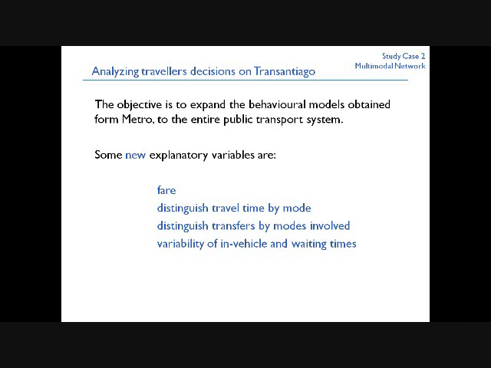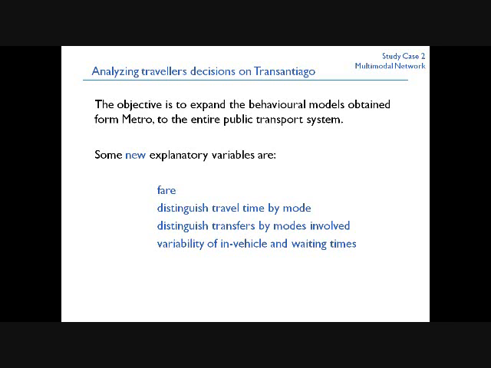We can distinguish travel times by mode because maybe people perceive traveling in Metro as much better than traveling in bus. We can distinguish different transfers involved because maybe it's not the same transferring inside Metro than transfer from Metro to bus or between buses. And we can also include some measure of variability of the in-vehicle and waiting times.